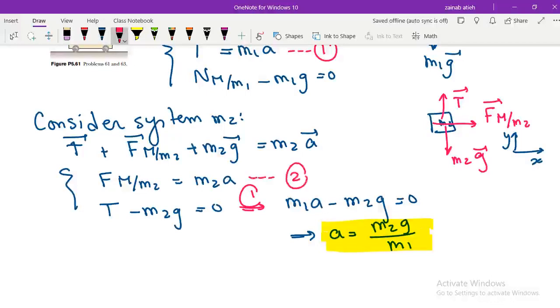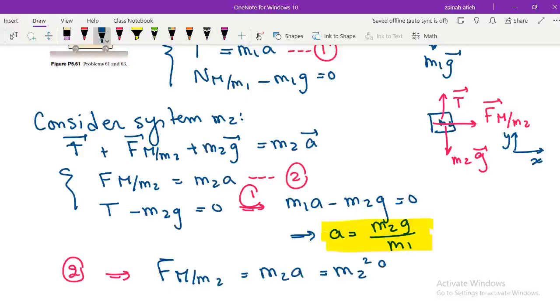Now that I have the acceleration, I can find the force exerted by M on M2. Once I find the force exerted by M on M2, I can use it when I apply Newton's second law on, let's say, the car M. So from 2 I can find that the force exerted by M on M2 is equal to M2A. I will substitute for A, so it's M2 squared G over M1. So now I have the force exerted by M on M2.